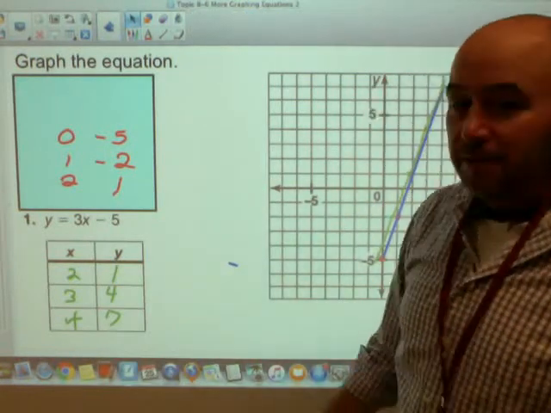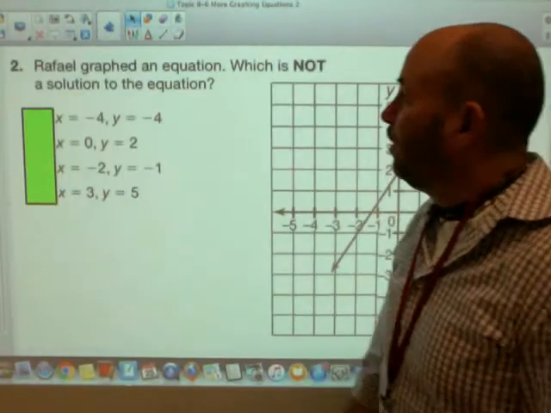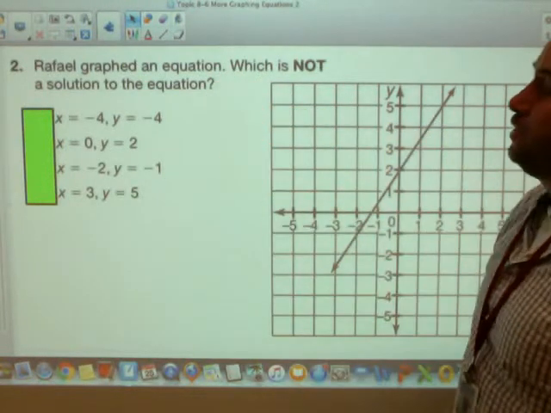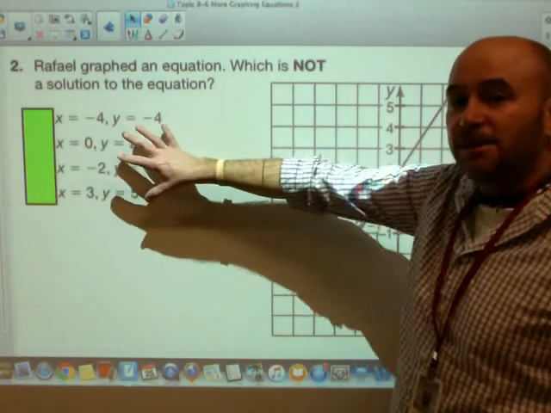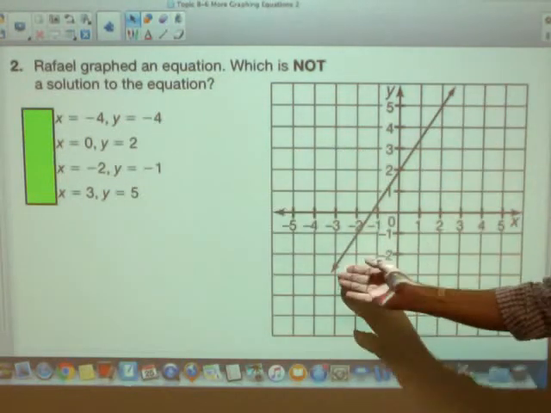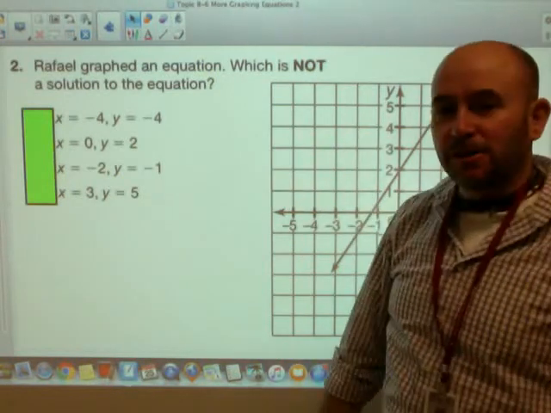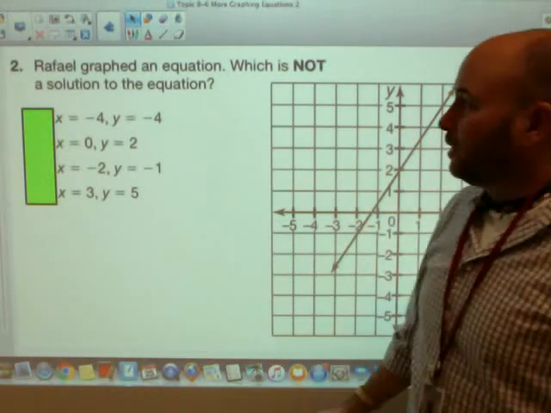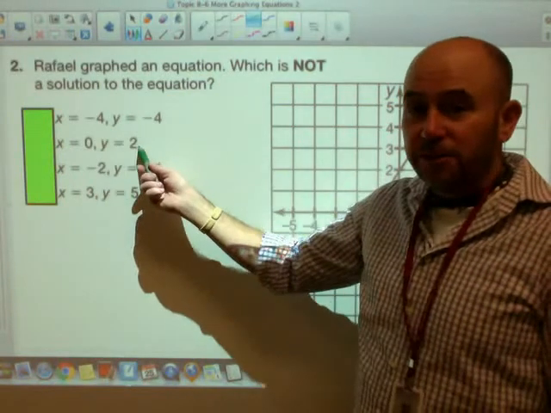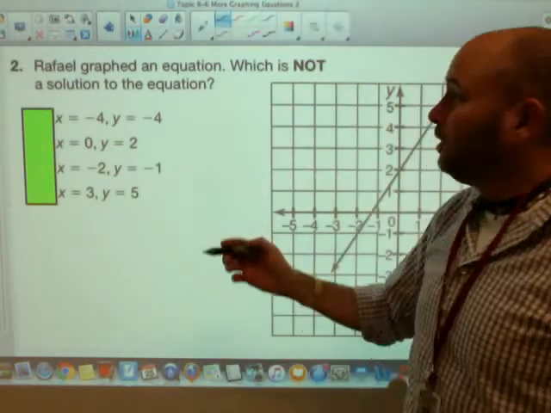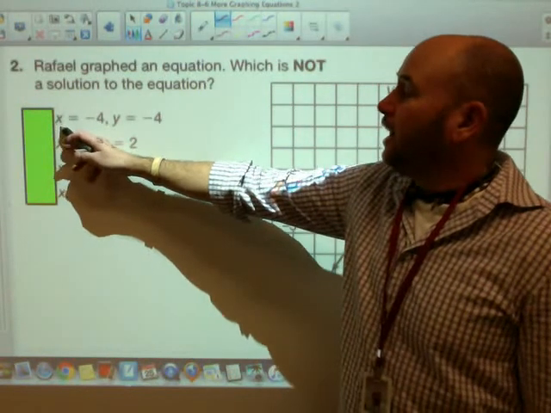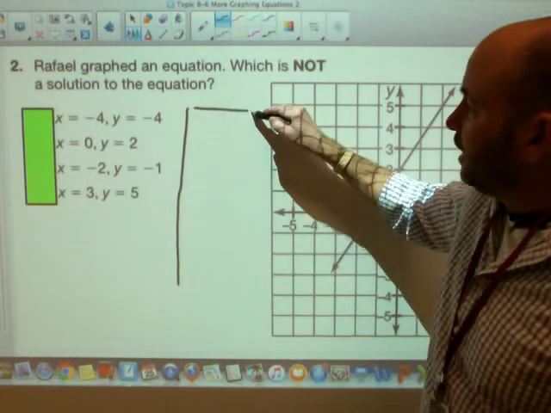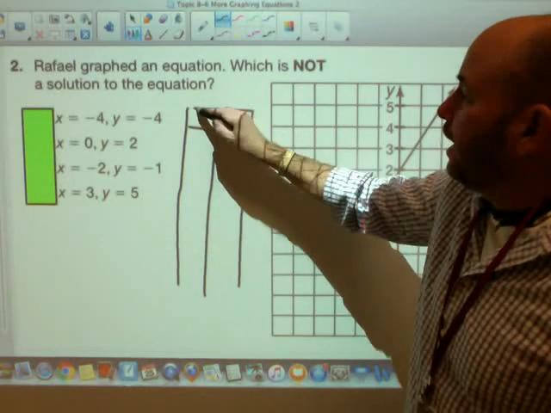Alrighty. So let's take a look at this one. Raphael graphed an equation which is not a solution to the equation. In this case, see which of these would not work on this line. Go ahead and pause the video and see if you can come up with an answer. All right, here we go. Now, this may look confusing at first, but all you really have to do is ask yourself, okay, x equals negative 4, y equals negative 4. So you could think of it in terms of the table, x and y values.